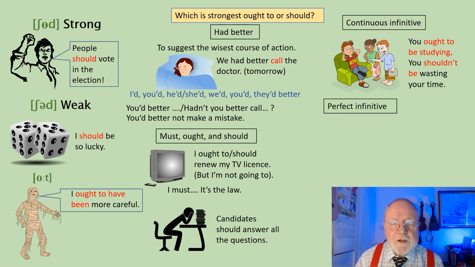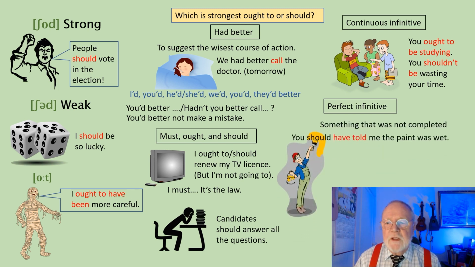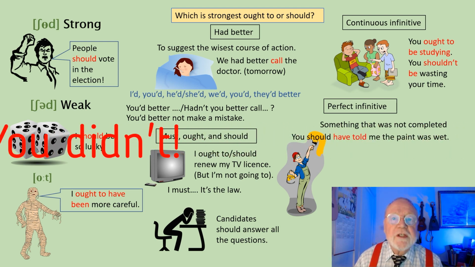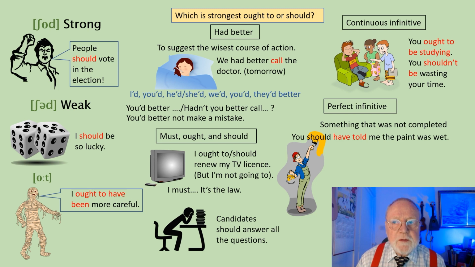The perfect infinitive is used for something in the past which was not completed. Like this. You should have told me the paint was wet, but you didn't. And you notice that the perfect infinitive here doesn't have the to because should is a modal verb.